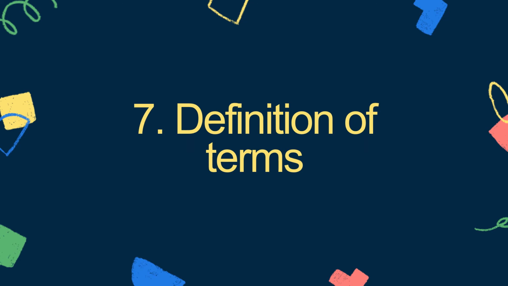Number 7, definition of terms. We all know that a single term could have multiple meanings. This is the reason why it is important for a writer to put parameters on the definition of a certain term in an argument. When evaluating an argument, be sure to carefully check if the term is carefully defined and used consistently all throughout the argument.